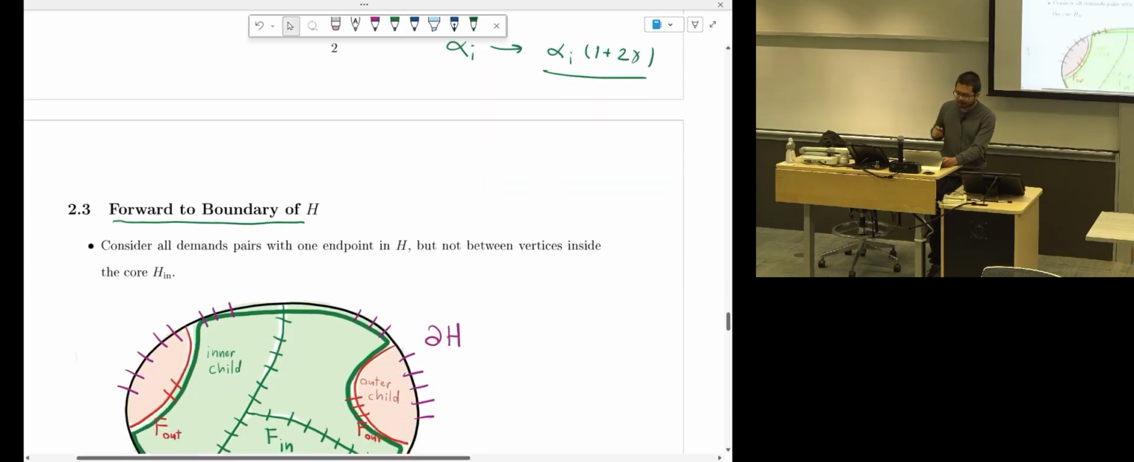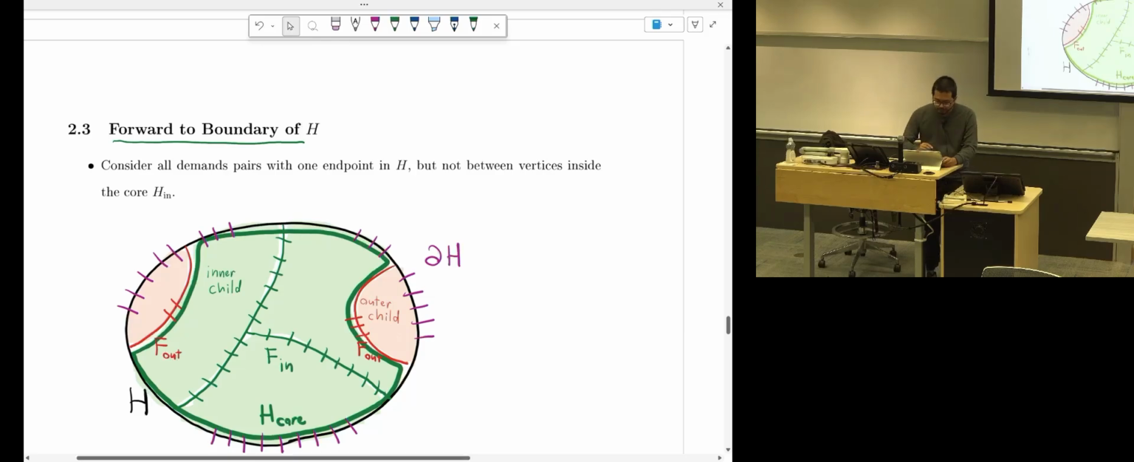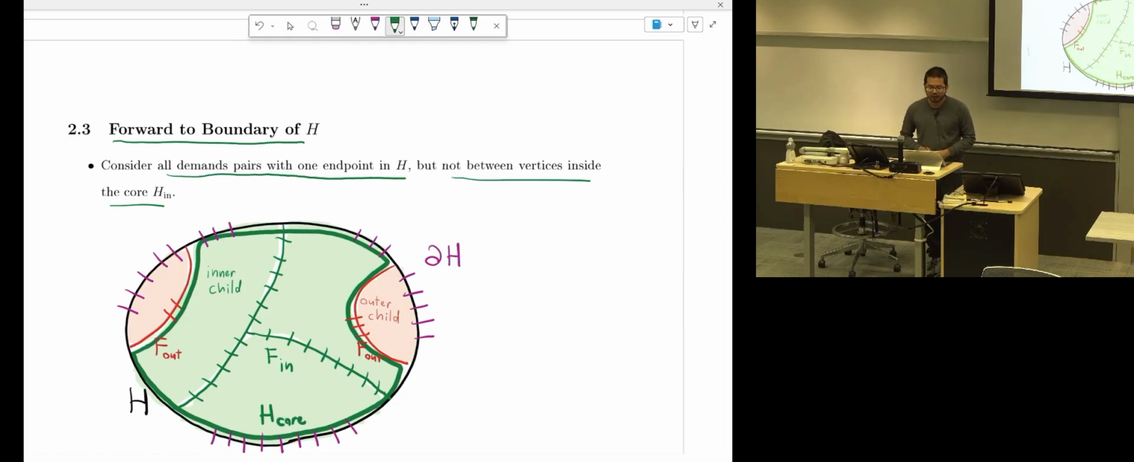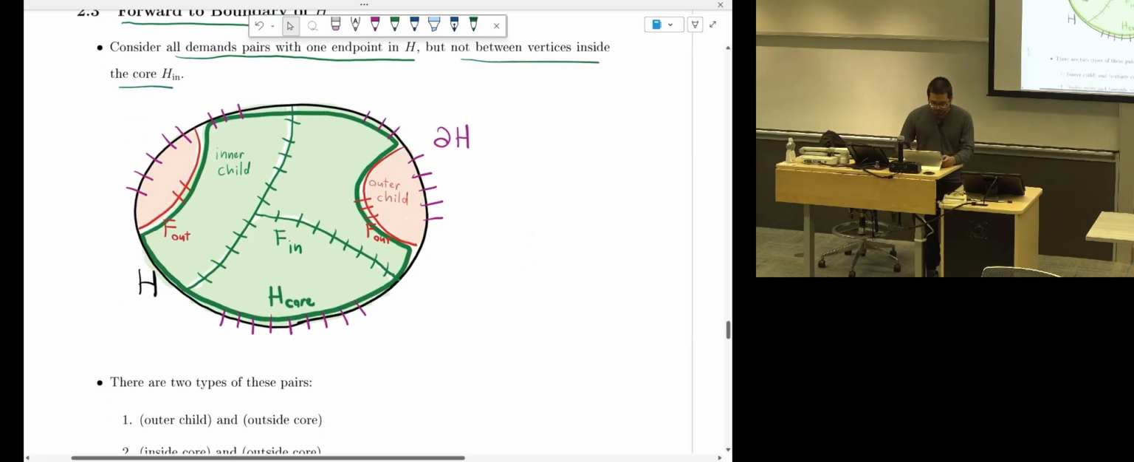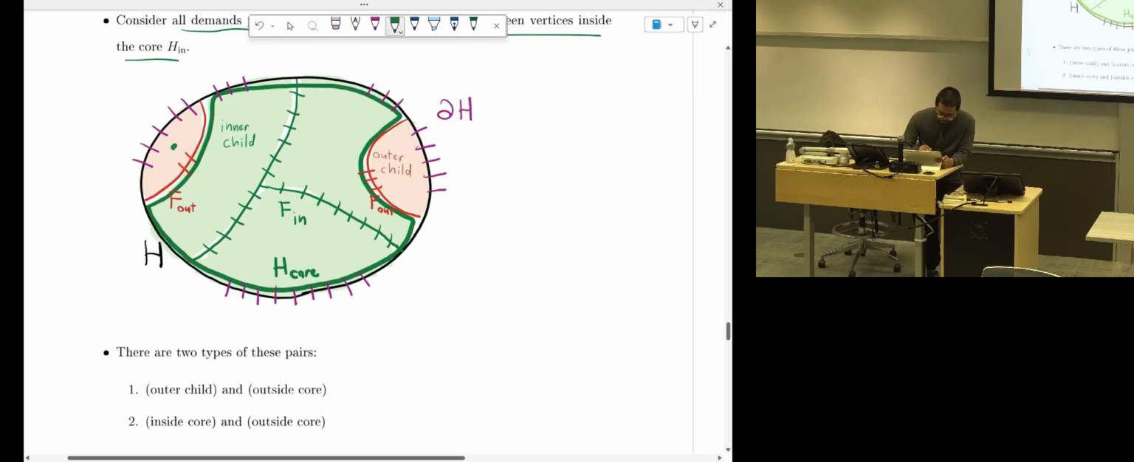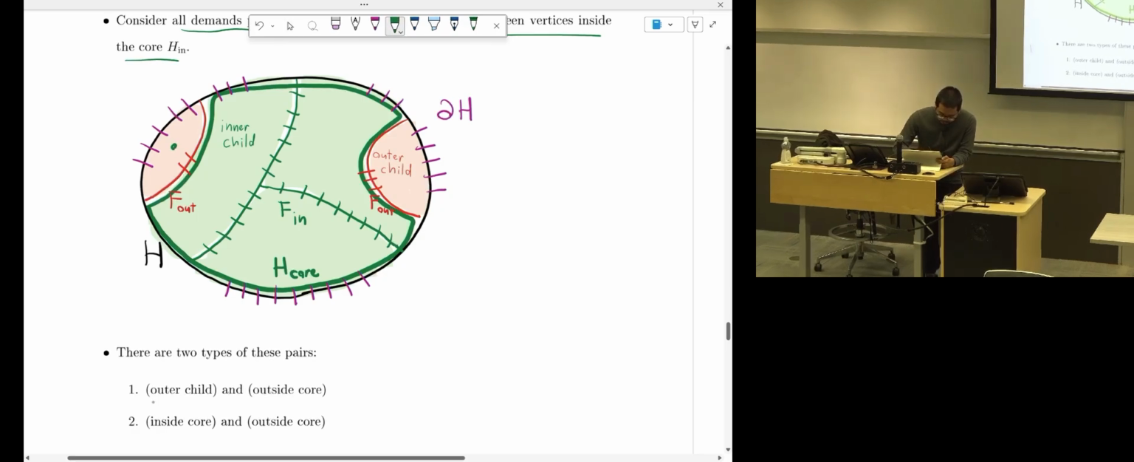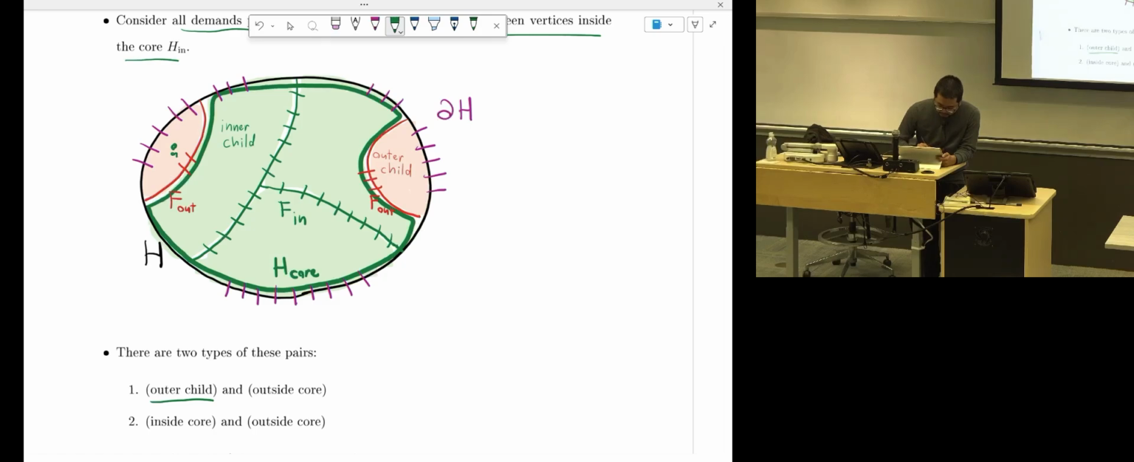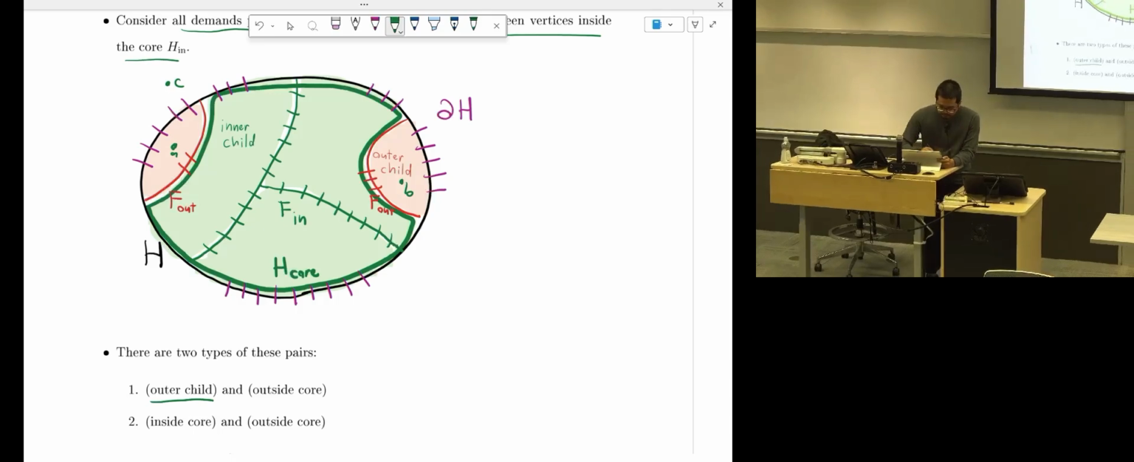Okay. So let's first consider the demand pairs with one endpoint in H, but not between the inside of the core. How many types can there be? Well, there are two types. One is where one point is inside the outer child, and another point is outside the core. So maybe like here, or just outside the core. That's the first type.